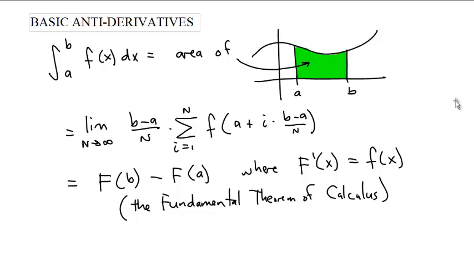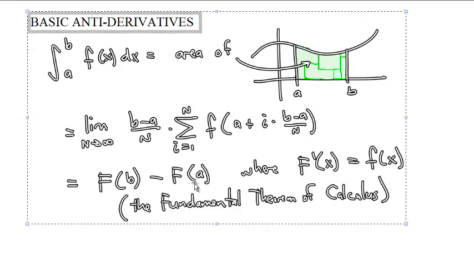curve, which can also be found using the Riemann sum, is F of b minus F of a, where F is a different function. Big F is a different function than little f. Its derivative is little f. And this leads us to wonder, how do we find these functions whose derivatives are our given function? First, a word of notation.